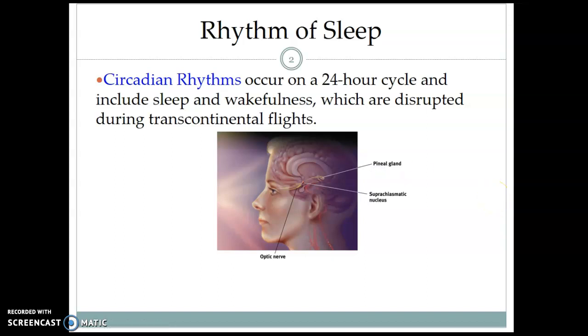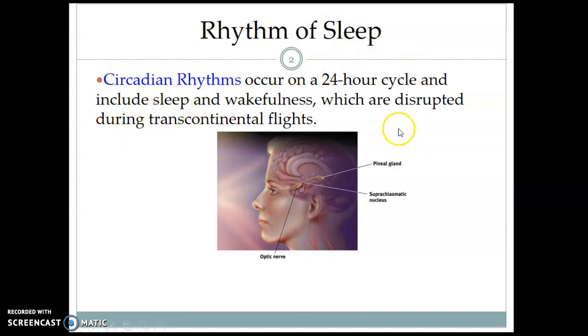First thing we need to look at is our circadian rhythm. This is your 24-hour cycle that includes your sleep and wakefulness. It includes when you're hungry, when you eat. It's basically your body adjusting to your normal eating patterns, sleeping patterns, wakefulness patterns. That's also why usually when we first get back to school, it's hard to readjust. It's hard to get up because we're resetting our 24-hour cycle from summer.